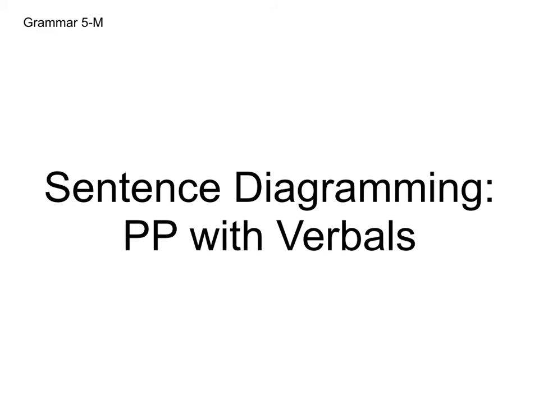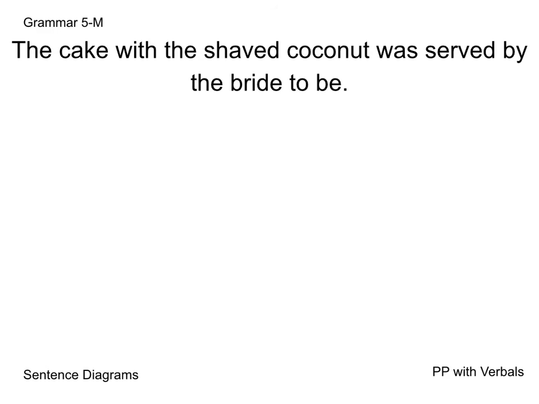And now we will do some sentence diagramming with prepositional phrases with verbals. Let's look at our sentence. The cake with the shaved coconut was served by the bride-to-be. I like to always start with my subject and verb, so we have cake and was served as our verb phrase. And then everything else in here are just modifiers, because notice we have a transitive passive verb. So we have the cake, so the is modifying cake, and then with the shaved coconut is an adjectival phrase. And then we have by the bride-to-be, which is modifying how it was served, by whom it was served.